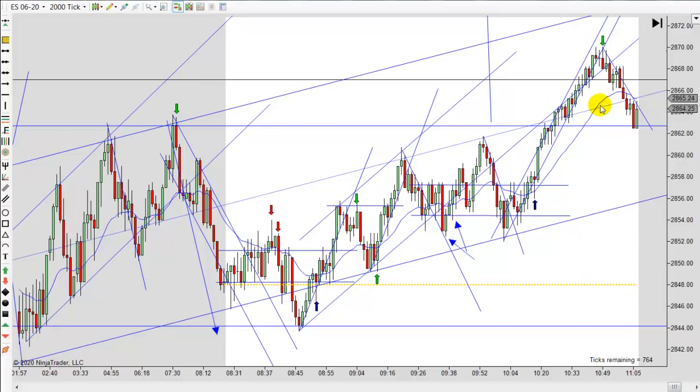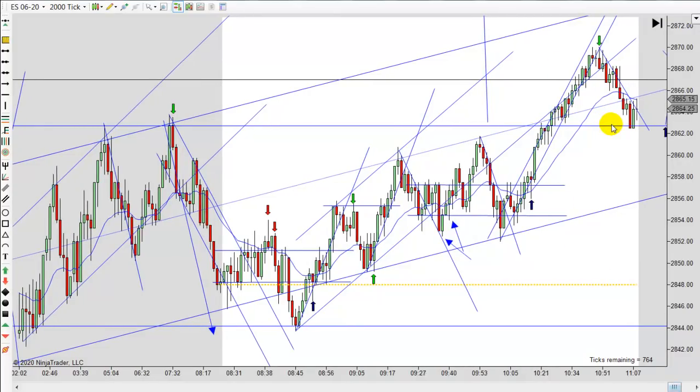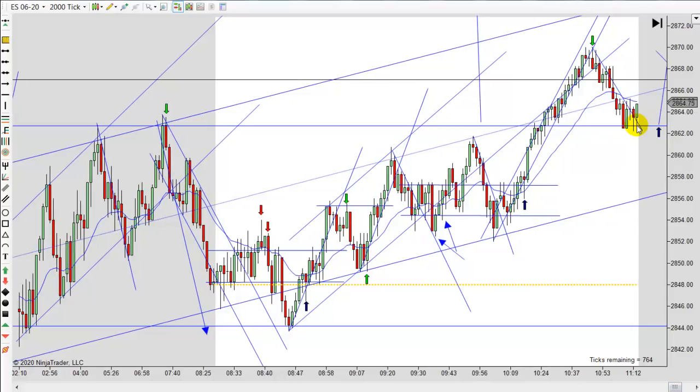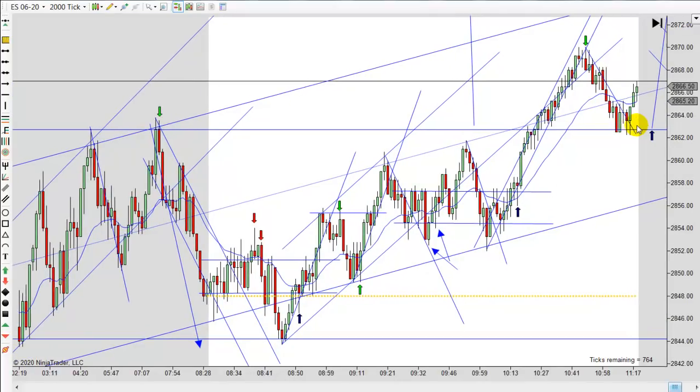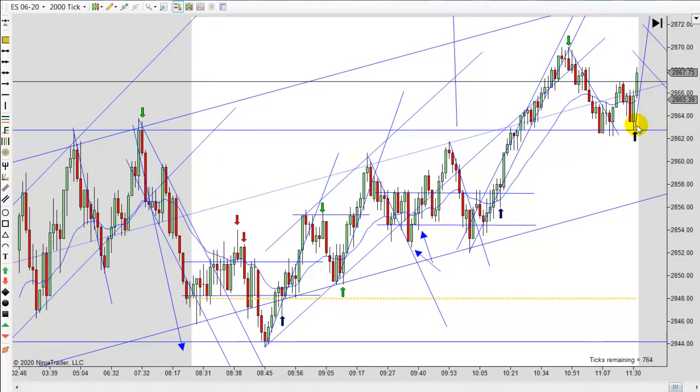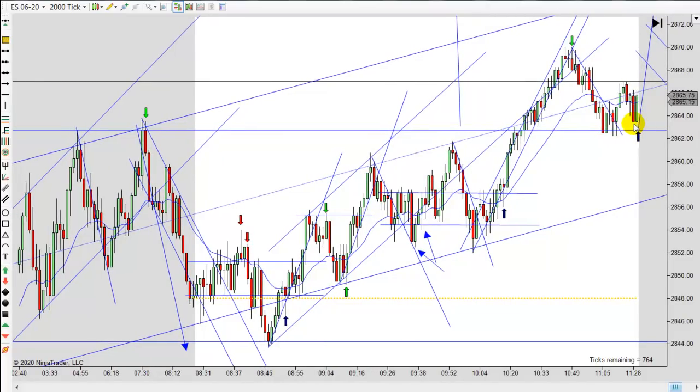And what does it do? It comes right back to test this, exactly what you were expecting. And so definitely don't be going short right here into that. And it bounces twice. Comes back again. Now you got a double test. Notice you made that low.